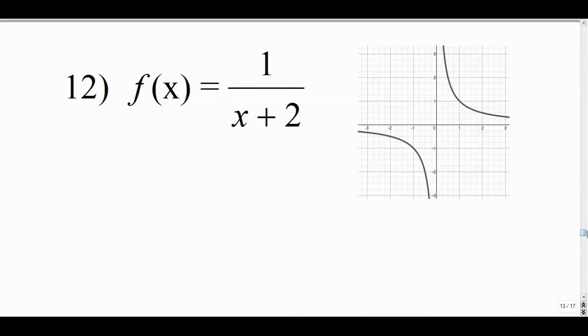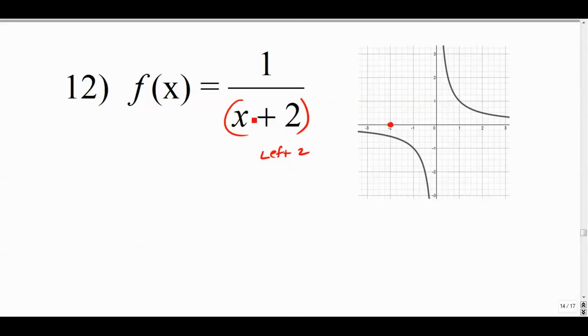Number 12. All right, same deal here. It's kind of like having it in parentheses, right? That's a left 2. So which means our sort of origin point is just going to be moved left 2, right? And that's really a question of domain, right?